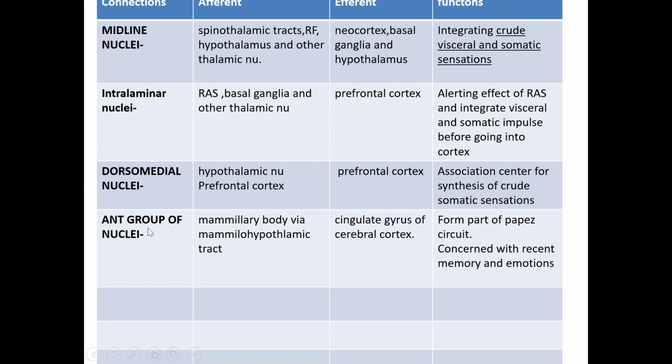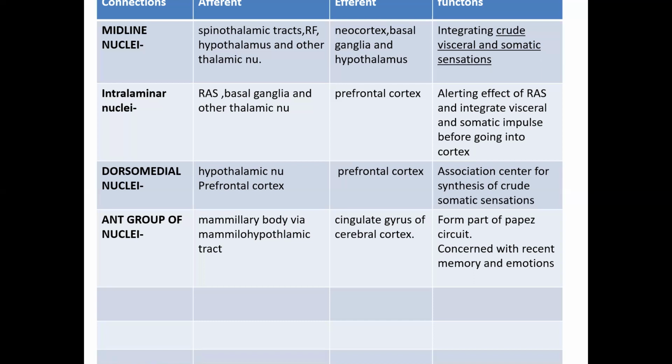While in the anterior group of nuclei, the afferent is from the mammillary body via the mammillothalamic tract. This is the most important component of the Papez circuit, which is helpful for recent memory and emotions. Efferent goes to the cingulate gyrus of the cerebral cortex. So anterior group of thalami, mammillary body, and the cerebral cortex, and from the cerebral cortex back to the thalami. This circuit is called the Papez circuit, and it is concerned with recent memory and emotion.